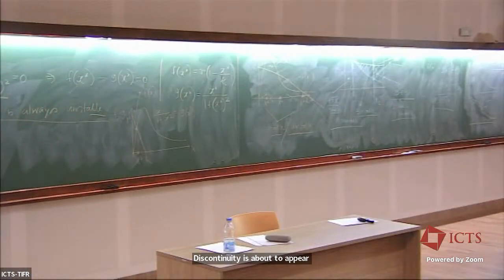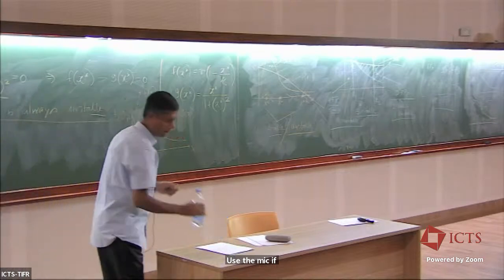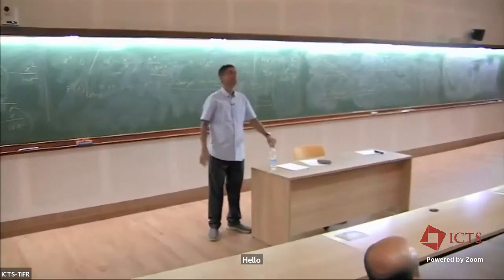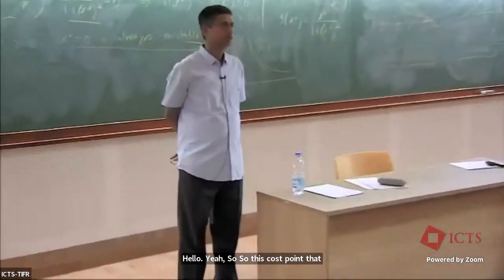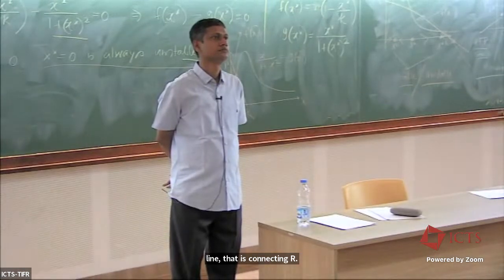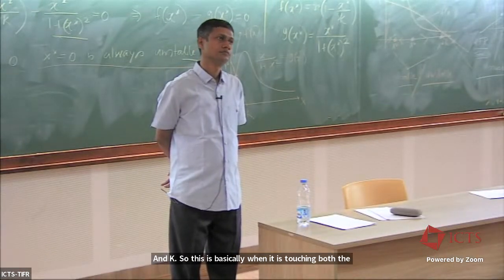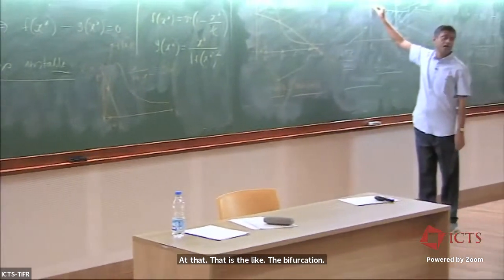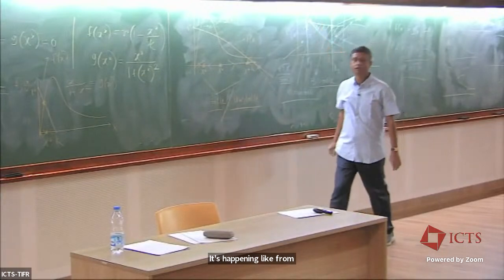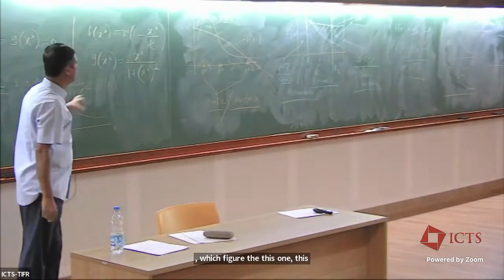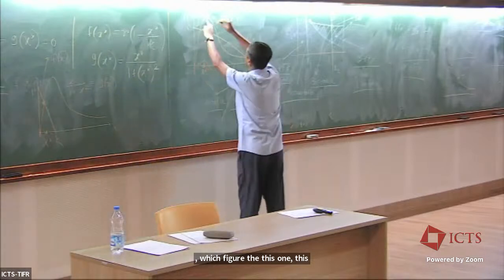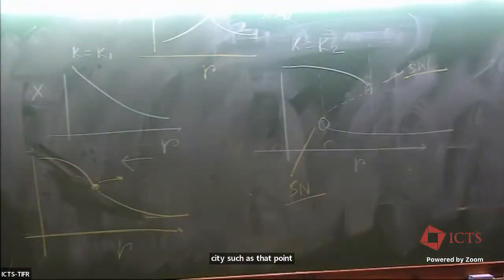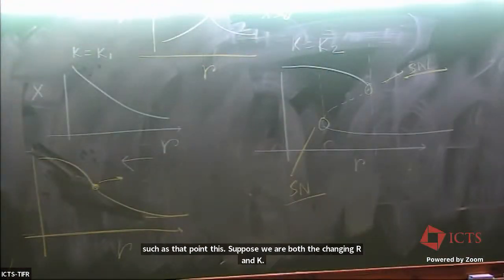Use the mic if you can, because it will help those who are online. Thanks. Hello. So this cusp point, that straight line that is connecting R and K, is basically when it is touching both the ends, like the maximum and the minimum. That is the bifurcation, connecting with this figure, this stable and unstable one, where there are 3 equilibrium points. Suppose we are changing both R and K.